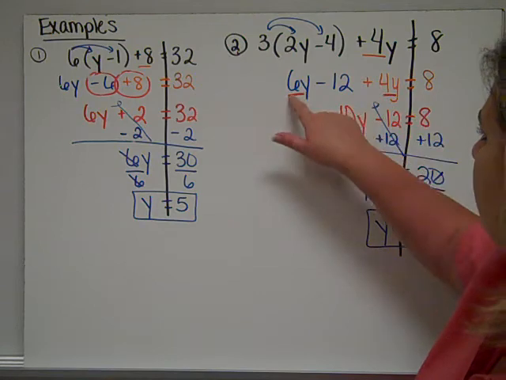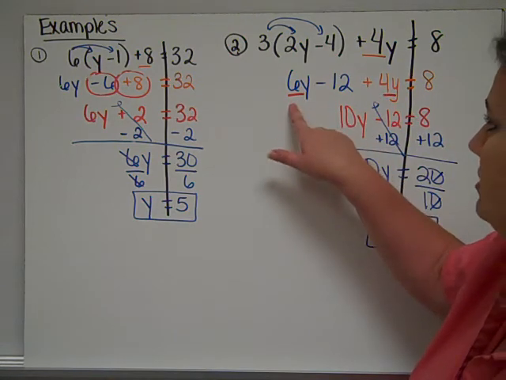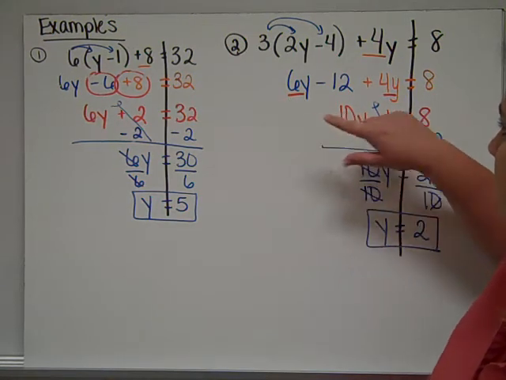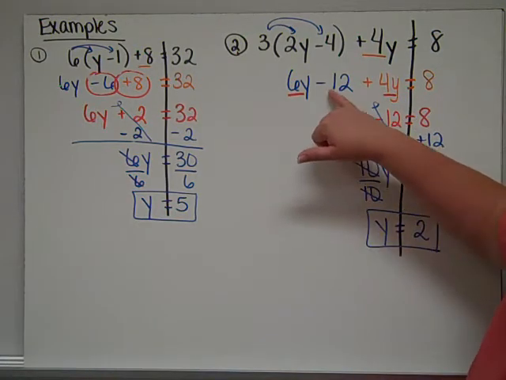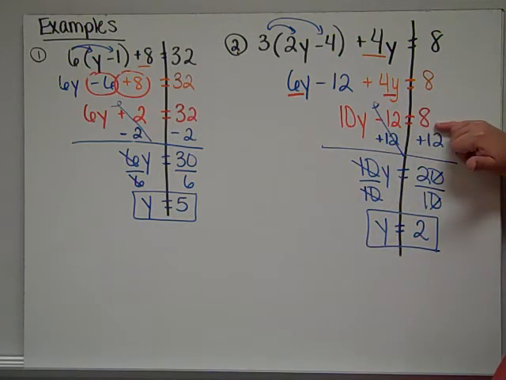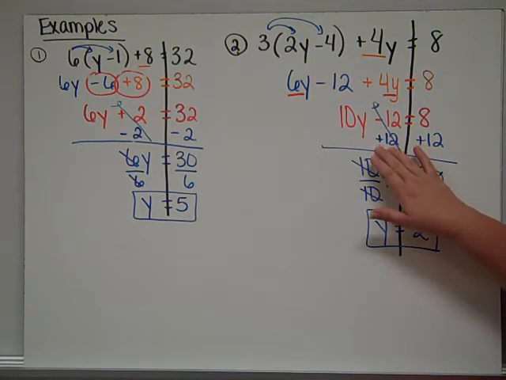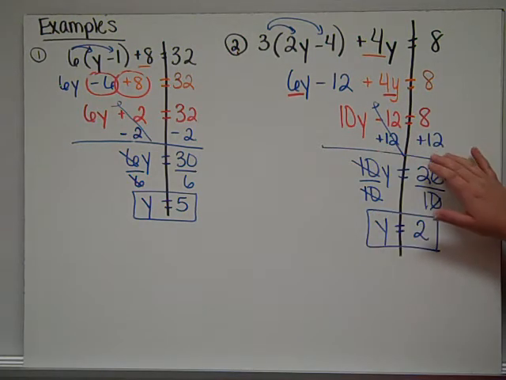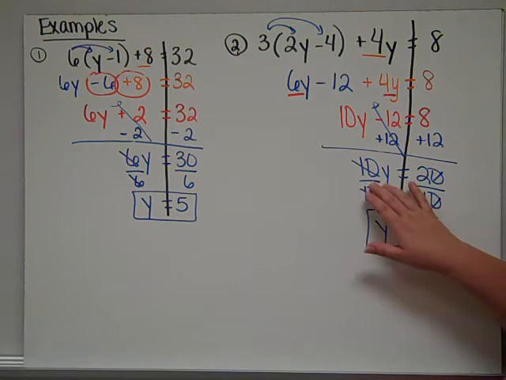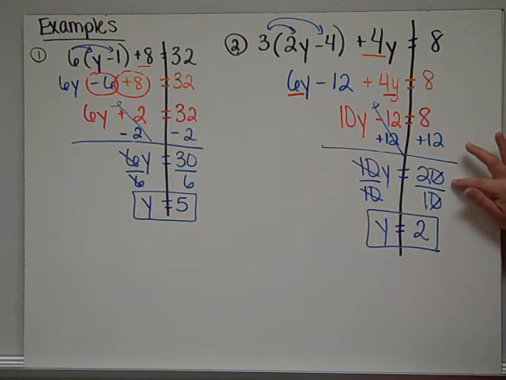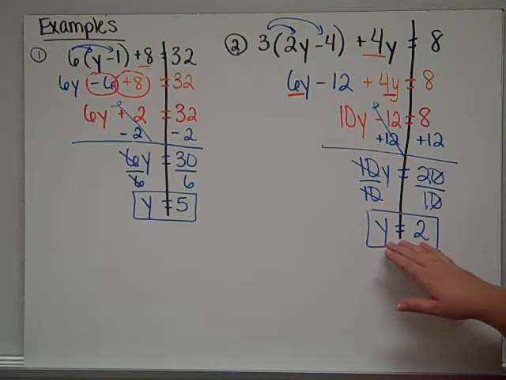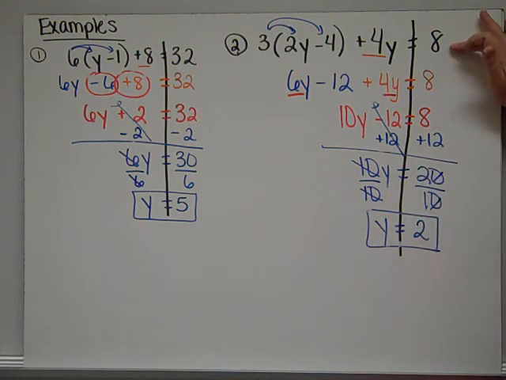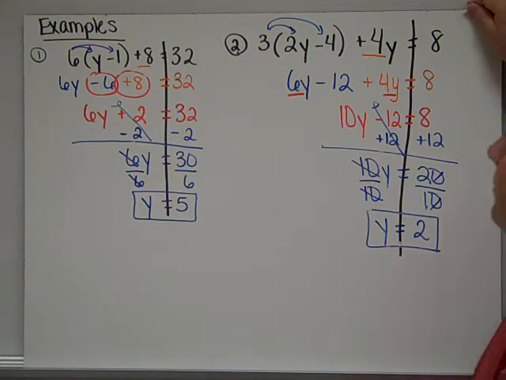So I know I combine them by looking at the values of the coefficients. Here's a positive 6, and here's a positive 4. That's a positive 10y. Negative 12 comes down, and then that equals 8. Now I'm ready to undo adding or subtracting. So I need to add 12, since I have subtraction of 12, to both sides. That gives me positive 10y equals positive 20. Always divide by the coefficient. And y equals positive 2. Again, I have one solution to this equation, and that is y equals 2.